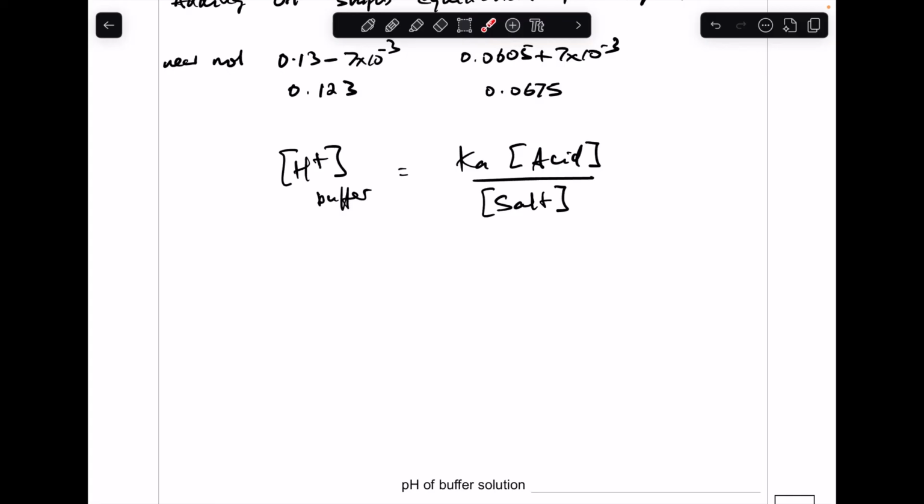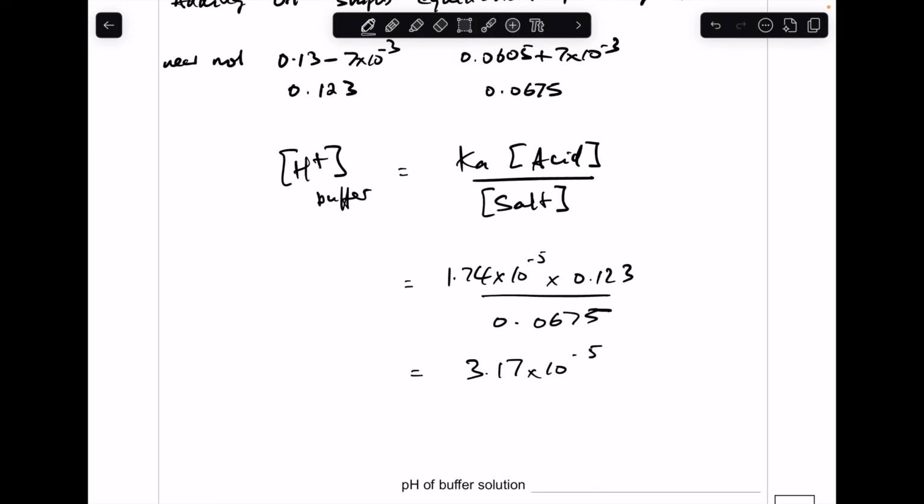So we've been asked to calculate the pH of the buffer after the addition of the sodium hydroxide. So we're going to bring in our acid over salt expression to get the H plus concentration for the buffer. Now these are moles, remember, but because they're all in the same volume, I can use the moles. I don't need to calculate the new concentrations. So the H plus concentration for this buffer after the addition of the sodium hydroxide is 3.17 times 10 to the minus 5. Obviously that's moles per decimeter cubed.